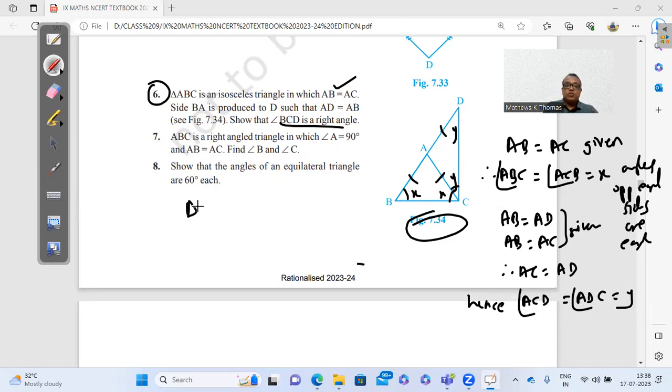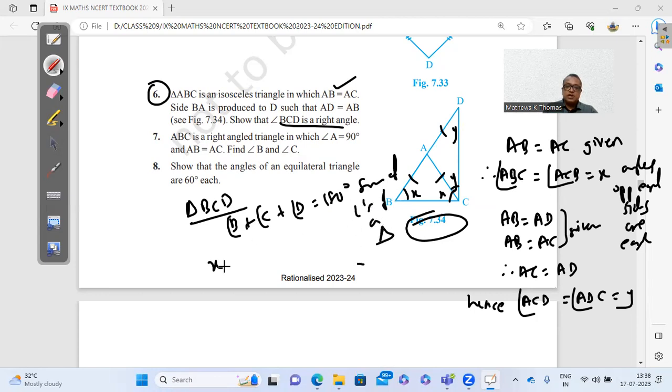Now we will take the full triangle BCD, and we know the angle sum property, all these angles together will add up to 180. So I can say that B plus C plus D is 180, sum of angles of a triangle. Instead of B, I can write X. Instead of C, if you look at C, it is made up of two small angles, X and Y together. So I will replace C with X plus Y, and angle D is represented by Y.